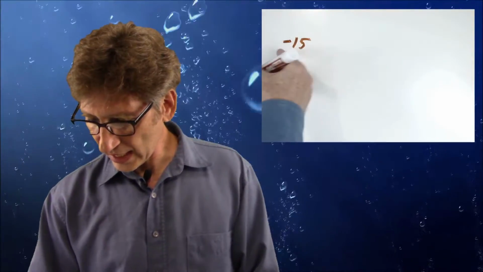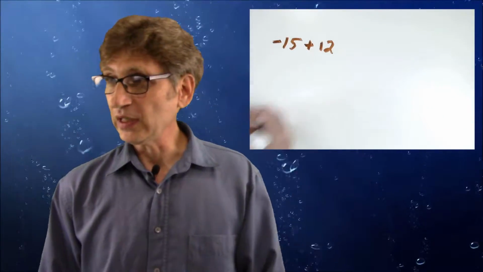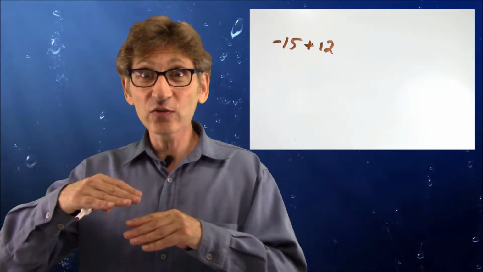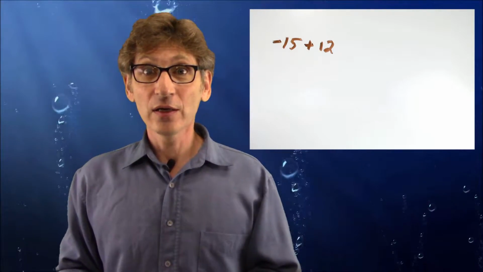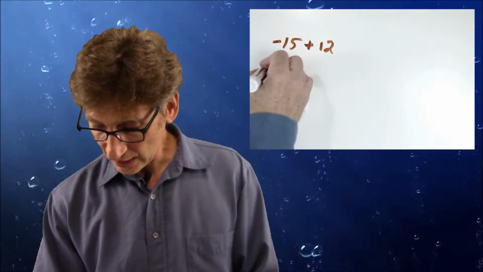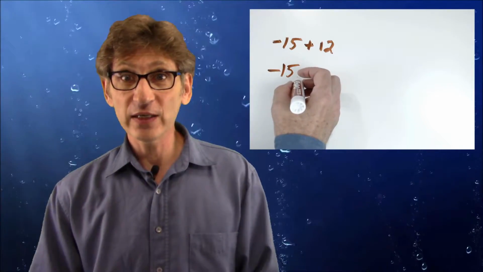So there are a couple different ways to think of that. I went down 15 feet, and then I went up 12 feet. Another way to think of that is I got rid of 12 feet under the water. So how do I get rid of 12 feet under the water? Well, I was at negative 15 feet. And then I got rid of 12 feet under the water.